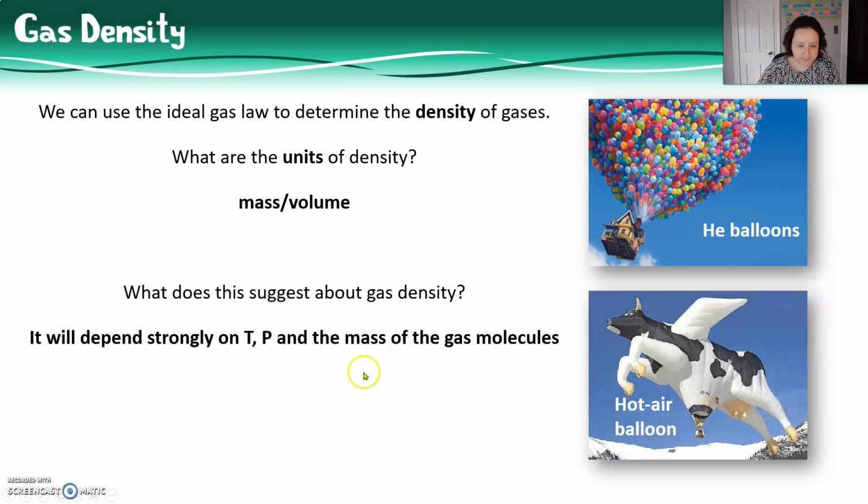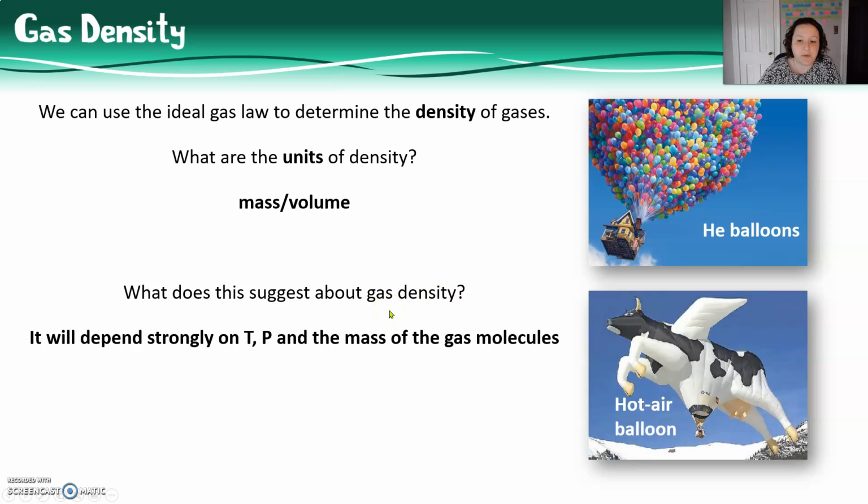For example, two types of balloons that you are probably familiar with are helium balloons and hot air balloons. But why do these balloons float? Well, the density of the gas inside the balloon must be less than the density of the air around the balloon in order for it to rise and float into the atmosphere.